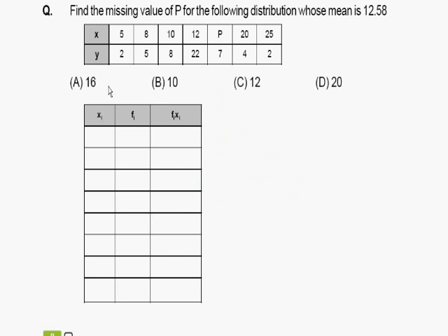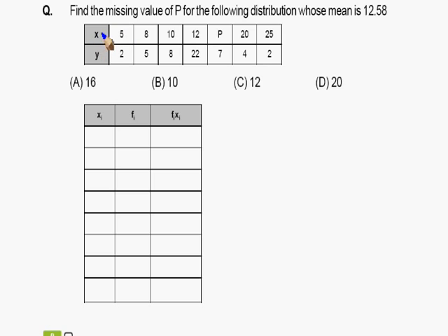The first example is: in this problem, find the missing value of p for the following distribution whose mean is 12.58. The values of x are 5, 8, 10, 12, p, 20 and 25, and the values of y are 2, 5, 8, 22, 7, 4 and 2.